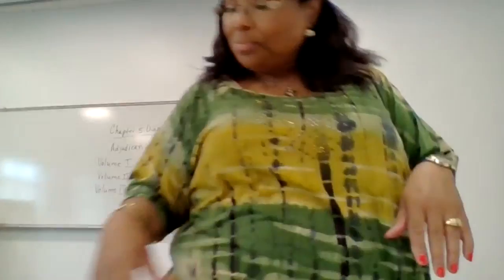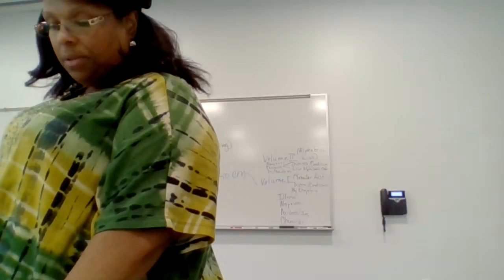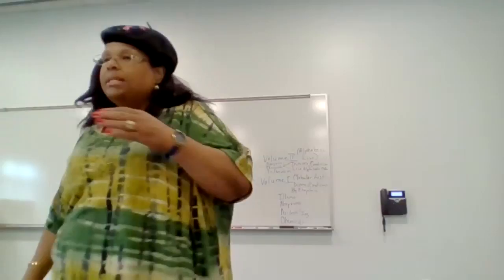Okay, so the conditions continue. So the condition is anemia, or the illness is anemia. Okay, so look how it says here. It says main term, subterm, subterm of a subterm, and diagnosis code. So do y'all notice how it slants?